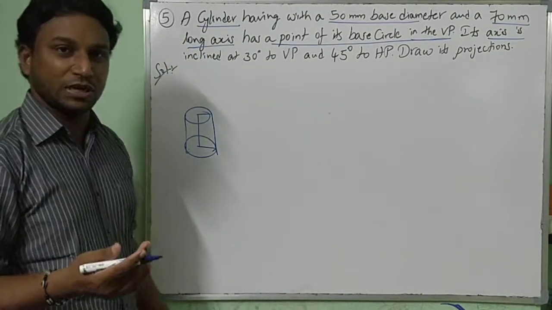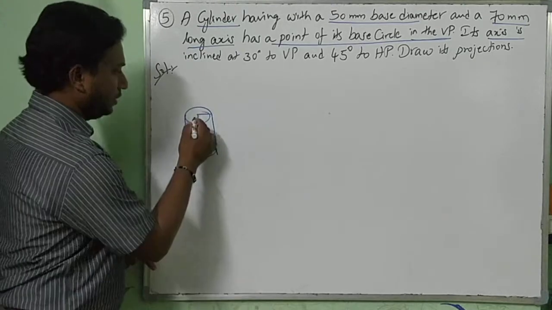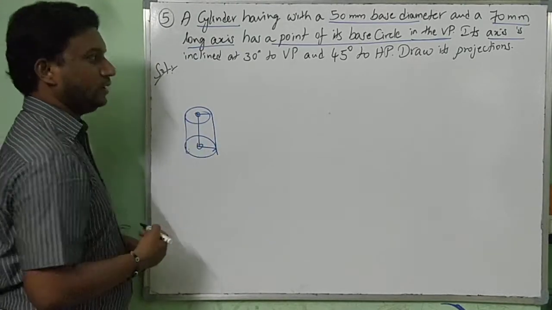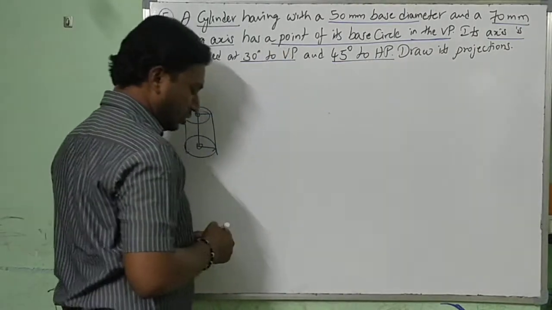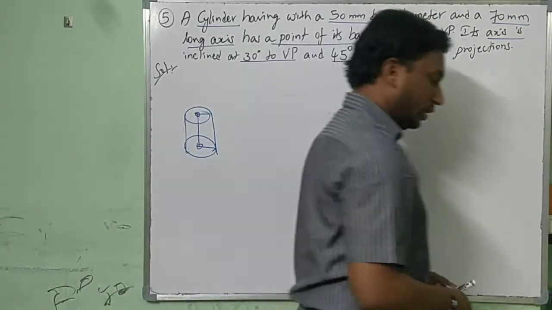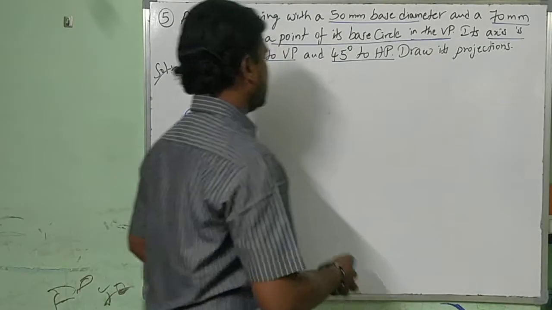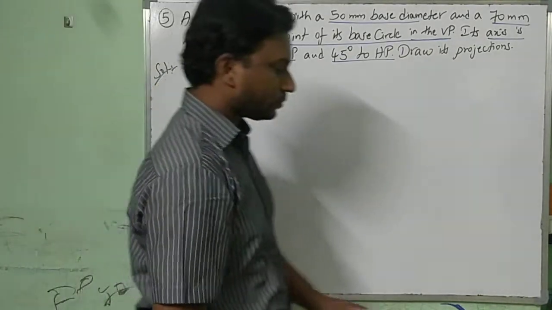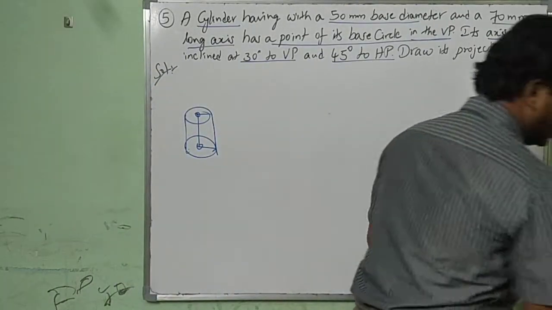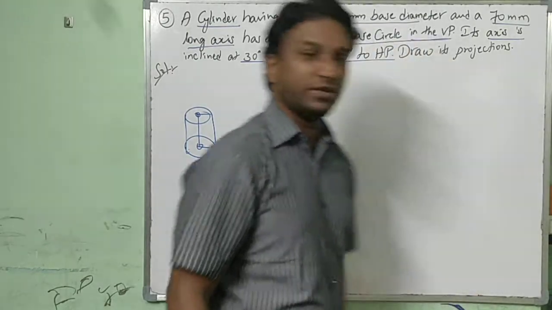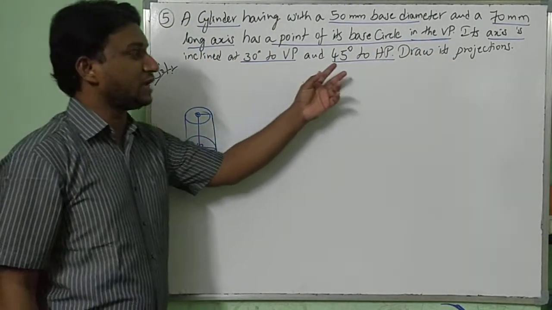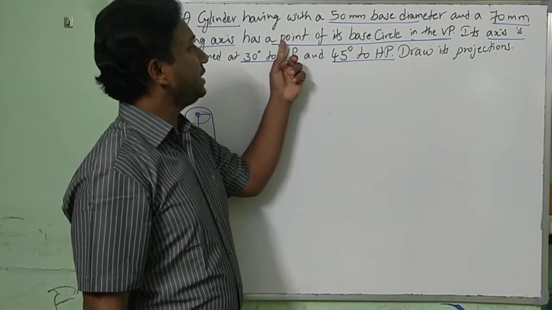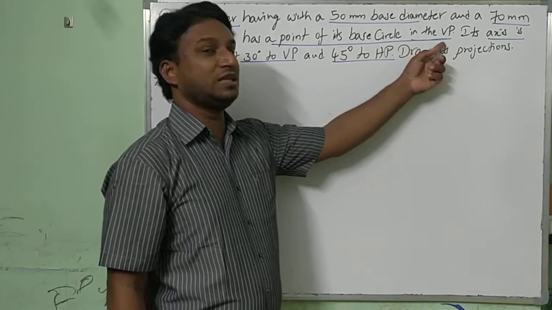The axis is an imaginary line from top center to bottom center, especially from here to here. It is inclined at 30 degrees to VP and 45 degrees to HP. Usually we get the inclination with the HP first and then with respect to VP. But here the inclination with respect to VP is given first and then HP. Why? Because he is telling that a point of its base circle is in the VP.